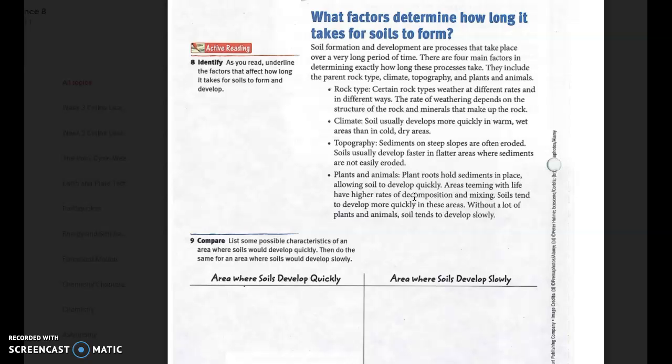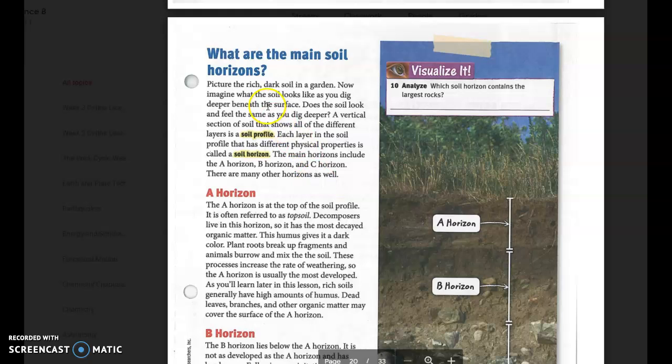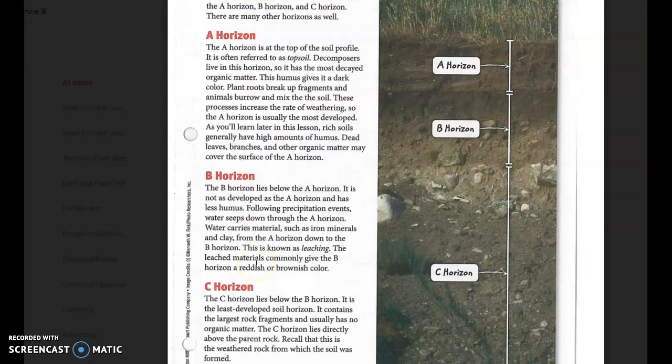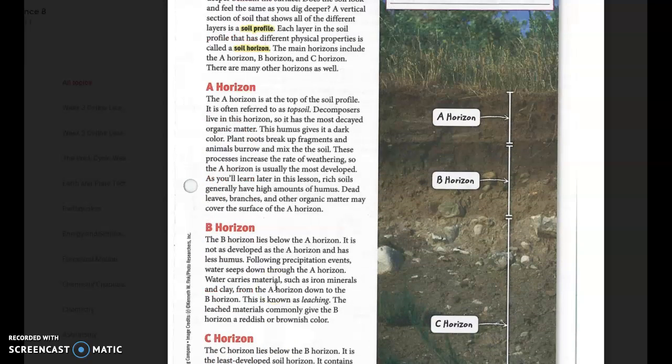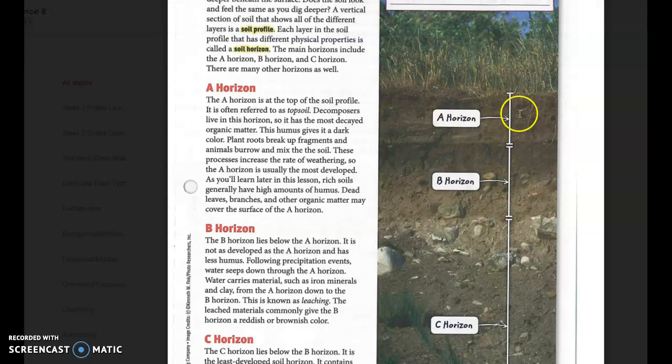Without a lot of plants and animals, soils tend to develop slowly because we need that humus, that organic part of the soil with all that decaying matter. So we want plants and animals to be abundant, which means a lot. All right, so we are actually going to skip this page. It kind of talks about the different layers of soil, which we're not going to get into. Okay, what we do want to remember, though, is that we find humus at the top layer, okay?